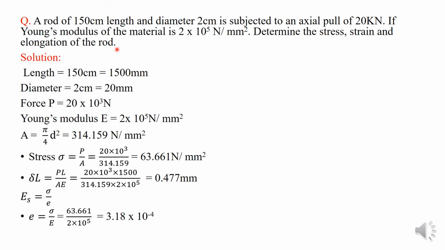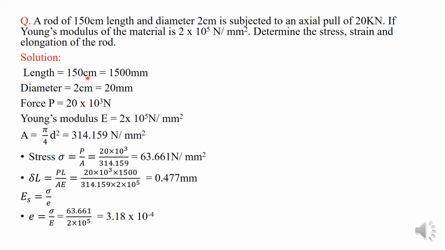So the initial length of the rod is given as 150 centimeter and the diameter is given as 2 centimeter, and also the axial pull which is given as 20 kilonewton, that is, the load is equal to 20 kilonewton, and Young's modulus value, that is E, is equal to 2 into 10 raised to 5 Newton per mm square. So we have to find the value of stress, strain and elongation of the rod. Okay, so let's move on to the solution of this problem.